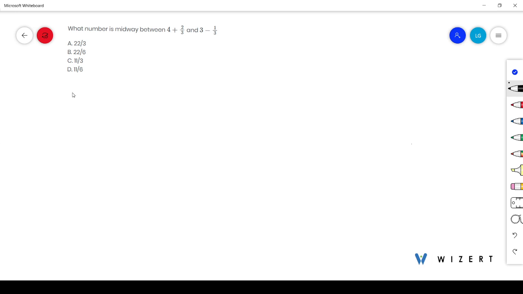Our question is, what number is midway between 4 plus 2 by 3 and 3 minus 1 by 3? Now we have to find the midway between 4 plus 2 by 3 and 3 minus 1 by 3.